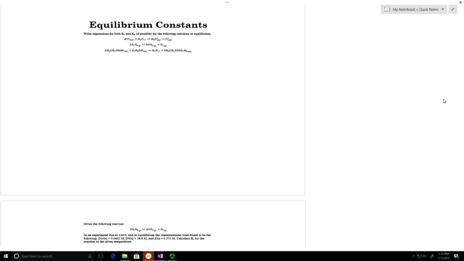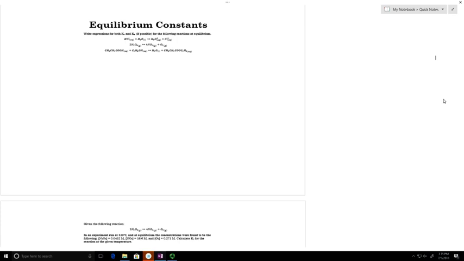Equilibrium constants will show up quite frequently over the next several sections, so it's good to become familiarized with them. So let's get right to it. We're asked to write the expression for both our equilibrium constant of concentration and our equilibrium constant of pressure, if possible, for the following reactions.